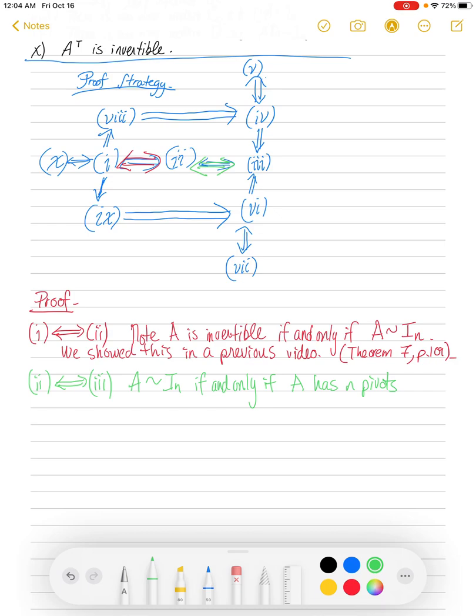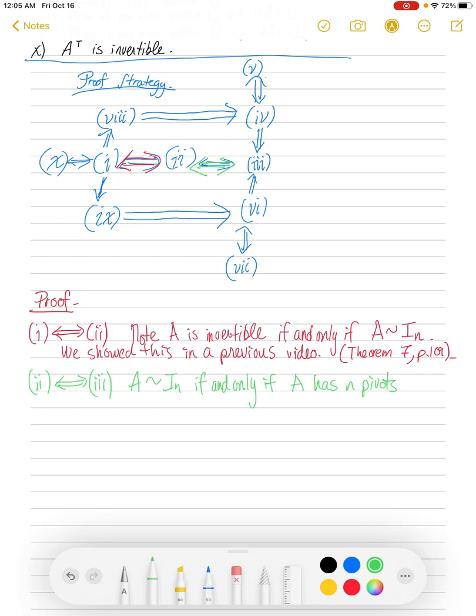Why is that true? Why is that an if and only if statement? Well, think about it going from left to right. Start with A as row equivalent to the identity matrix. So if A reduces to the identity matrix, think about the identity matrix. How many pivots does it have? It has n pivots, right? It has a pivot in every single row. There are n rows, so n pivots.